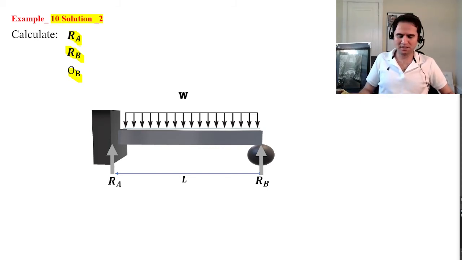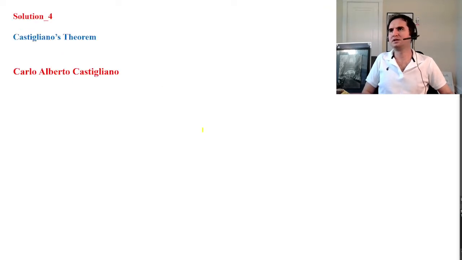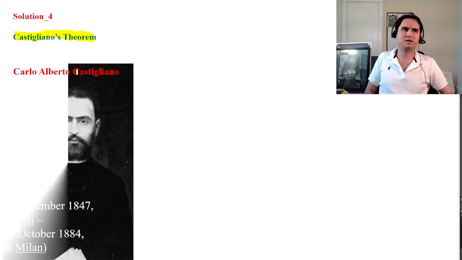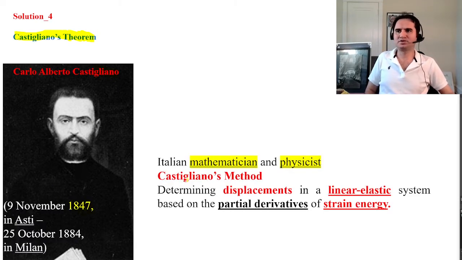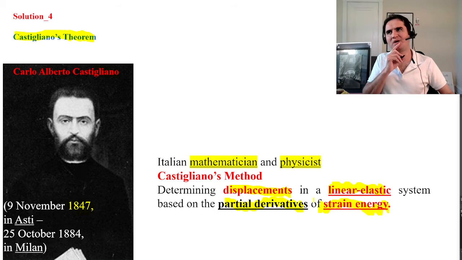Let's see a far simpler approach, developed by an Italian engineer, mathematician and physicist called Castigliano. Castigliano's theorem was developed by Carlo Alberto Castigliano in the mid 19th century. He developed his theory based on determining displacement in a linear elastic system using partial derivatives of a strain energy function. So let's see how that works.